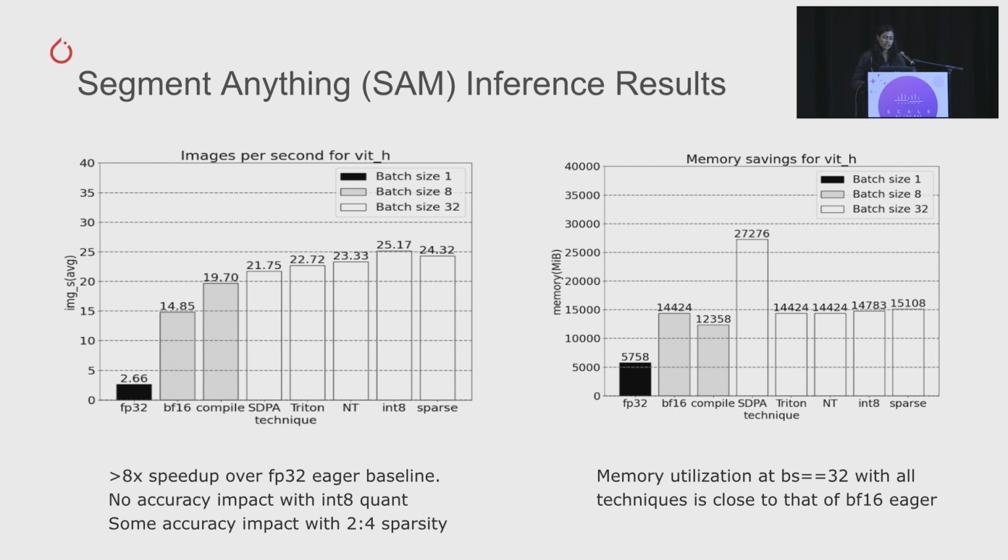The graph on the right shows the memory utilization at batch size 32. As you can see, we start with a batch size of 1, and once we reach SDPA, we can increase the batch size to 32. And all the further techniques reduce the memory utilization quite significantly, to make it similar to what we observed for floating point 16.